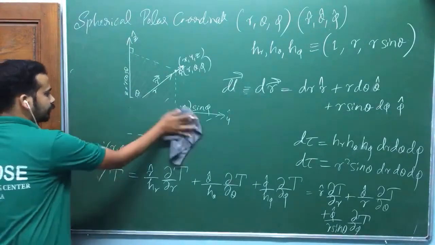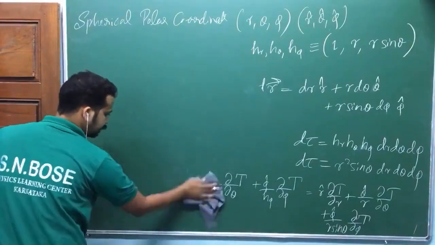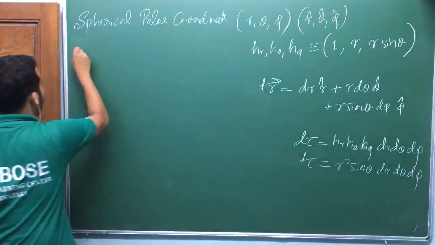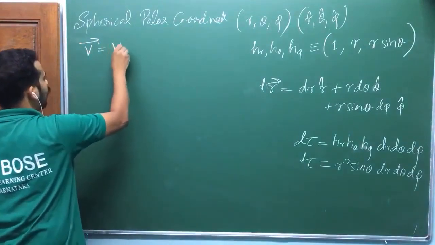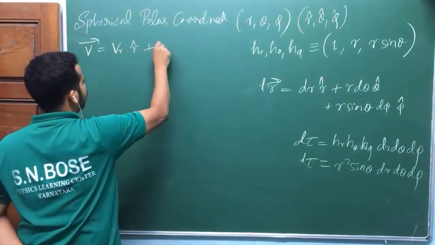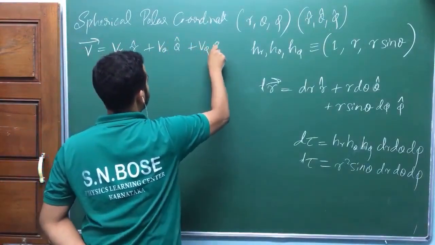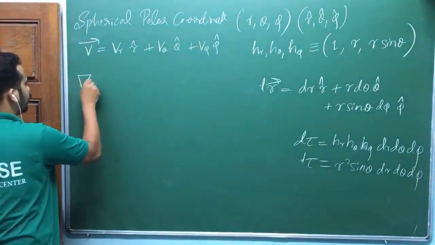Let me rub out this one for a time. I'll draw it again. So similarly, suppose you have a vector field, you can write it like this: V r r cap plus V theta theta cap plus V phi phi cap. Now you can write the divergence of that vector field.